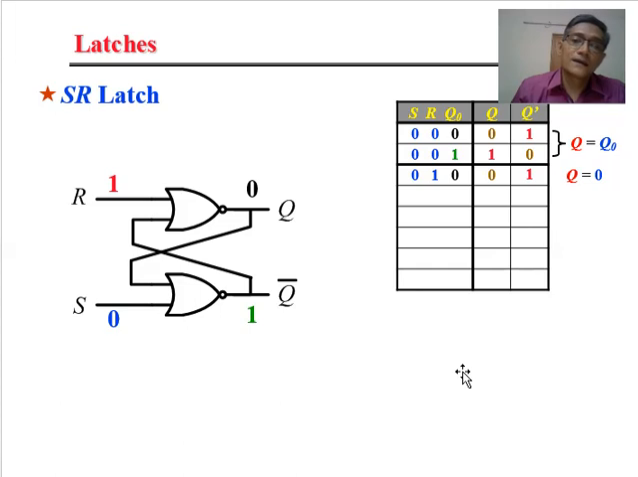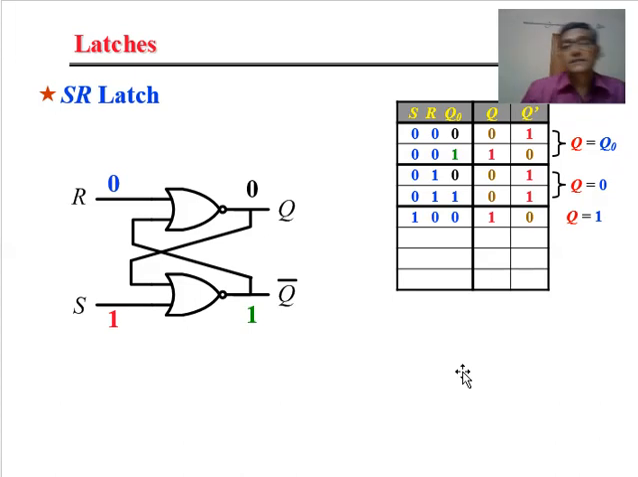If R equal to 1 and S is equal to 0, Q becomes 0 and Q dash becomes 1. If R equal to 1 and previously Q naught is 1, the output Q remains 0, Q dash is 1. So Q equal to 0 in both cases. When S is equal to 1 and R equal to 0, Q remains 1, Q dash remains 0. When S is equal to 1, R equal to 0 and the previous value Q naught is 1, then in this combination also Q is 1, Q dash is 0.